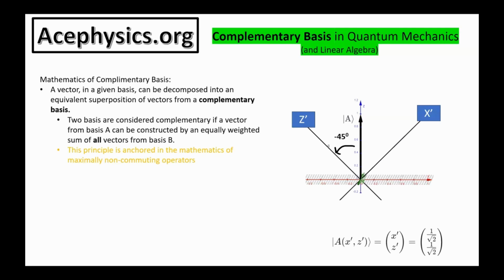On this slide, I want to discuss complementary bases in quantum mechanics and linear algebra. Two bases are considered complementary if a vector from basis A can be constructed by an equally weighted sum of all vectors from basis B. There's the primed and the unprimed bases, and they're rotated at 45 degrees relative. In the unprimed basis, A was all along one direction, the z direction. In the primed basis, A had an equal amount in every basis direction. That's what it means to be a complementary basis.